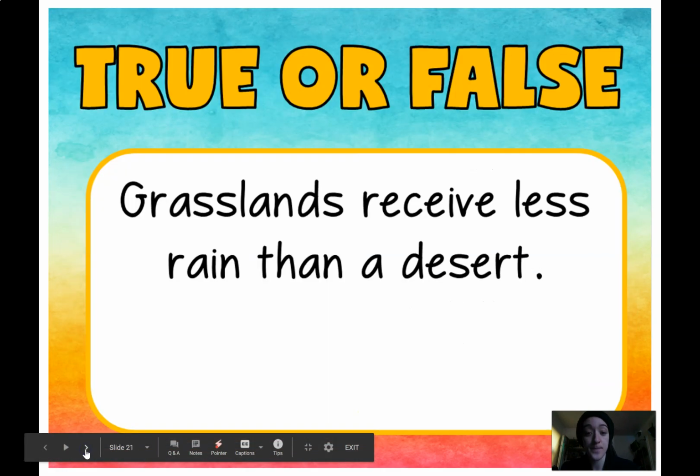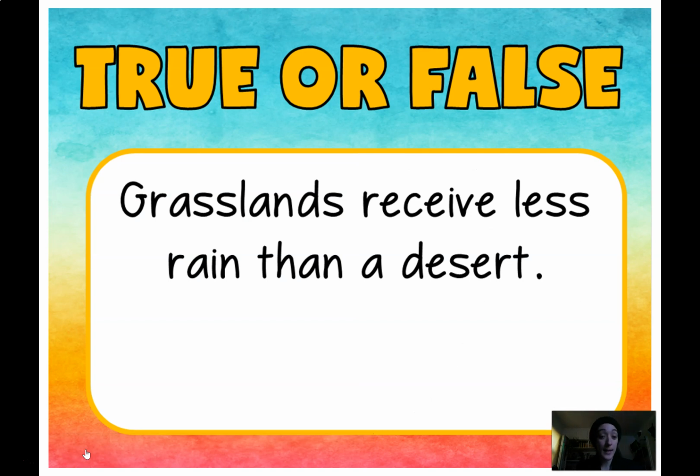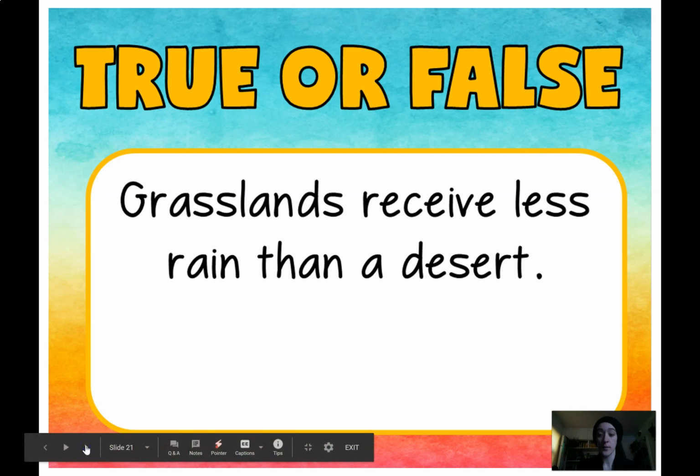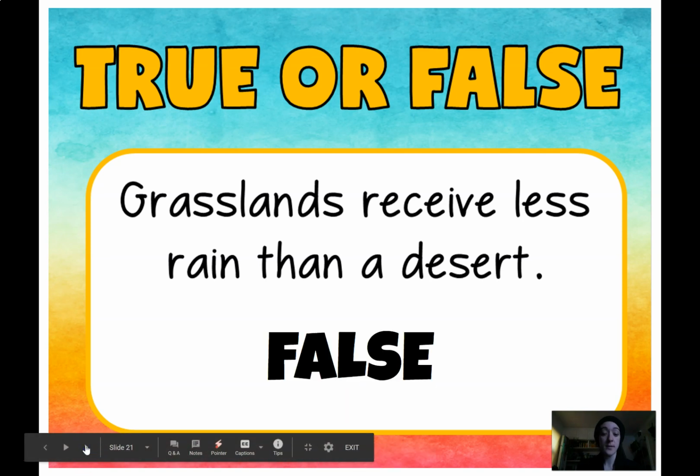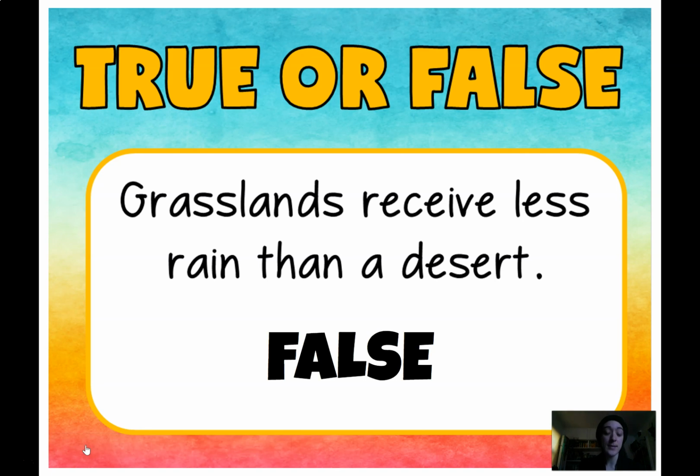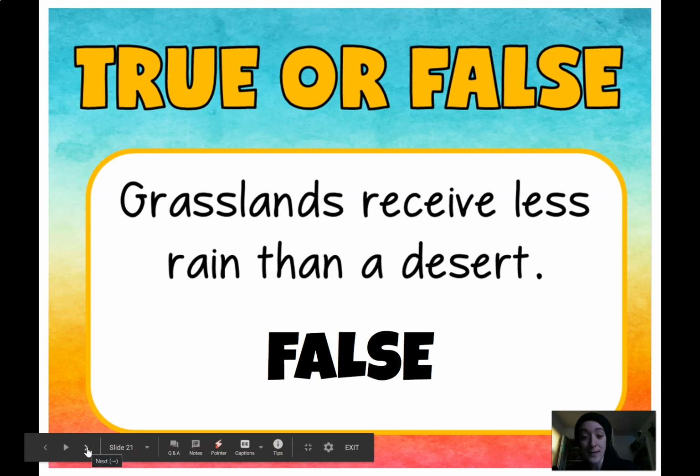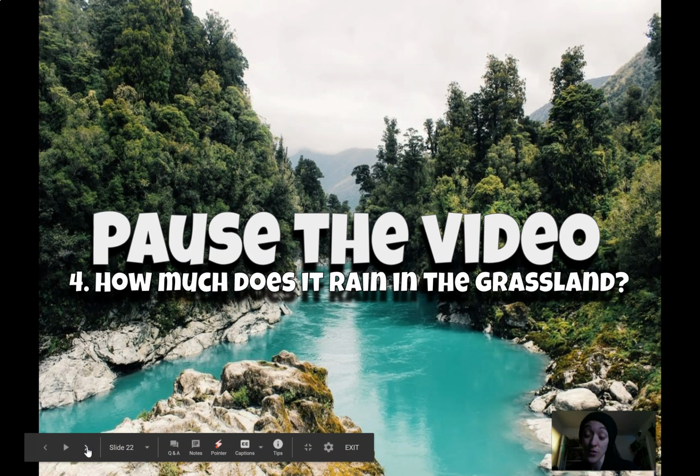That makes sense. Okay, so true or false? Grasslands receive less rain than a desert. False. Grasslands receive more rain than a desert. Deserts are definitely at the bottom of the list for the amount of precipitation they receive. They are the driest biome. Deserts and tundras. We'll get to tundras in a second. So go ahead and pause your video. Let's go to question number 4.